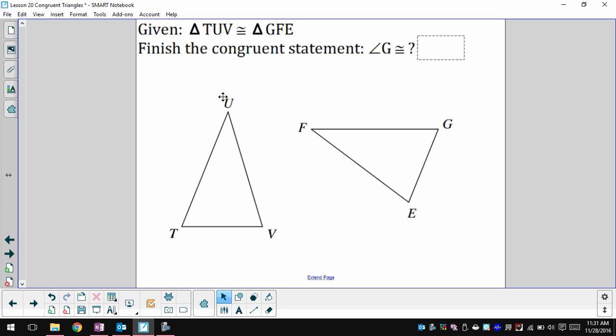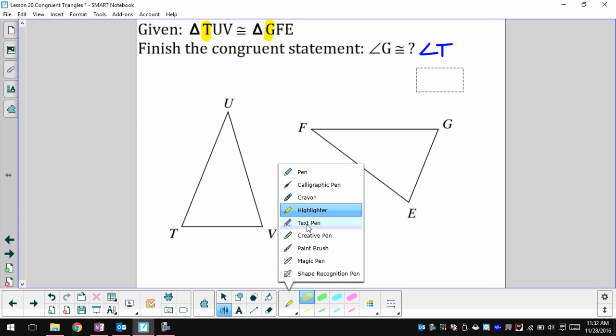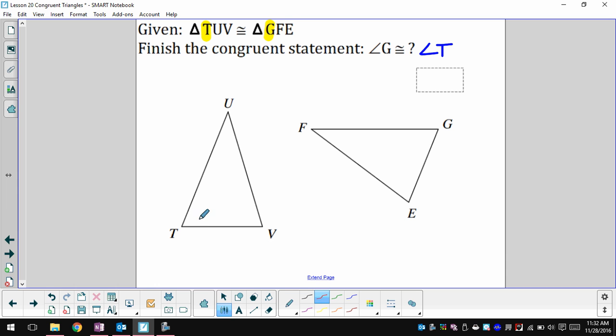So here I have triangle TUV and GFE, and I want to know, if those two triangles are congruent, what angle is congruent to angle G. So I'm just going to go look at their names and see that G is the first letter in triangle GFE. So that means that the first letter in TUV, T, is going to be congruent. And we can show that on the picture just by putting an arc in T and an arc in G.